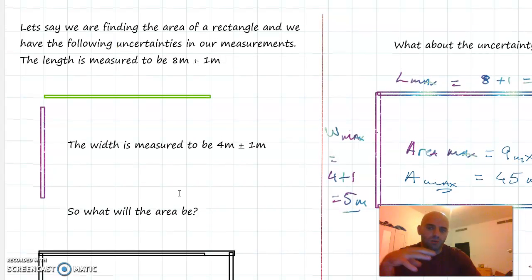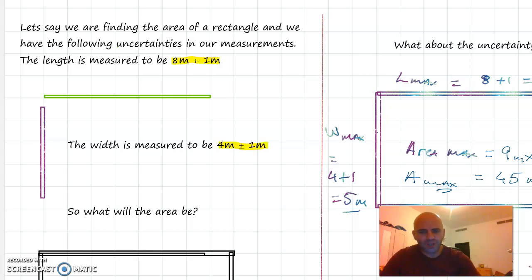For a rectangle, you're going to measure the length, and you're going to measure the width. Let's say, just to keep the numbers nice and round, that the length is measured to be 8 meters with an uncertainty of plus or minus 1 meter. So that's a pretty big uncertainty. And the width is measured to be 4 meters plus or minus 1 meter.